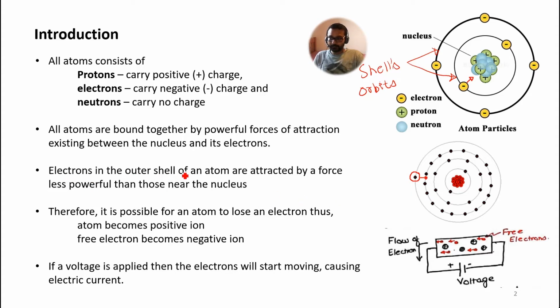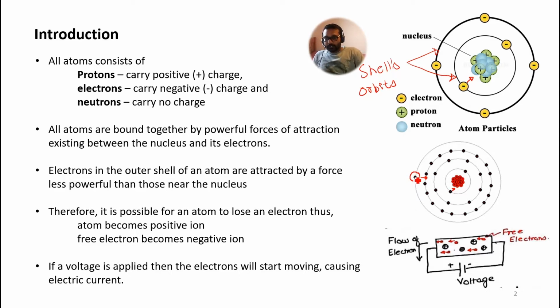So the electrons in the outer shell of an atom are attracted by a force less powerful than those near the nucleus, right? So the electrons which are closer to the nucleus will be attracted by a stronger force, whereas for the electrons in the outermost shell, the force of attraction will be relatively less in comparison to those in the innermost shell, right?